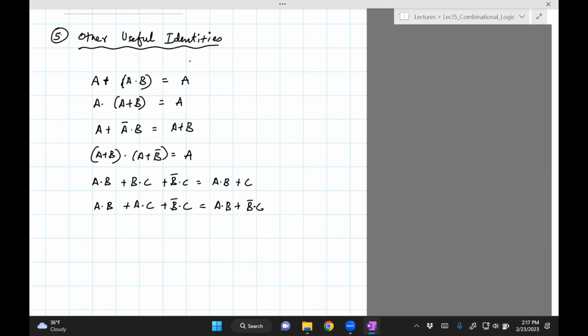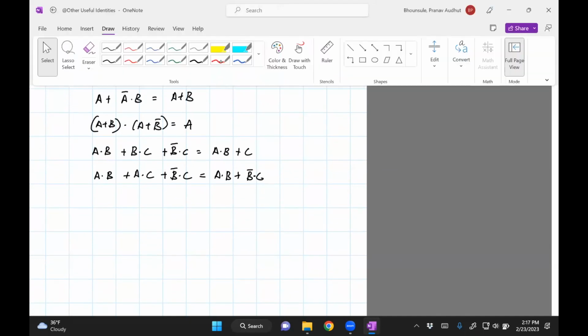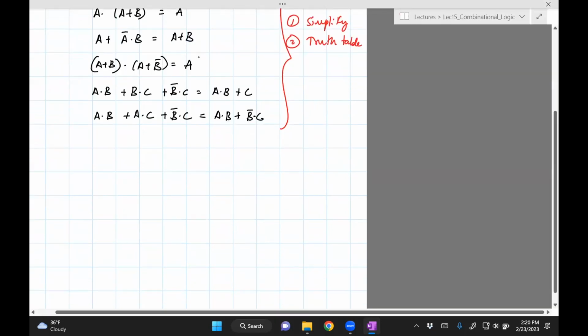Okay, you can verify all of these using either simplification or truth table. Let me just show you how to do this by using the formula. Prove these either using simplification or truth table. Okay, let me show you how to do this now without using the truth table. Okay, example.